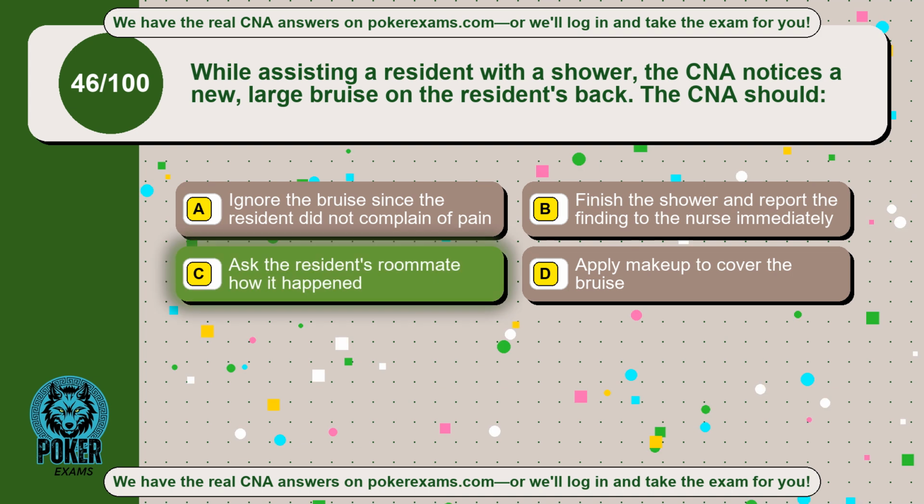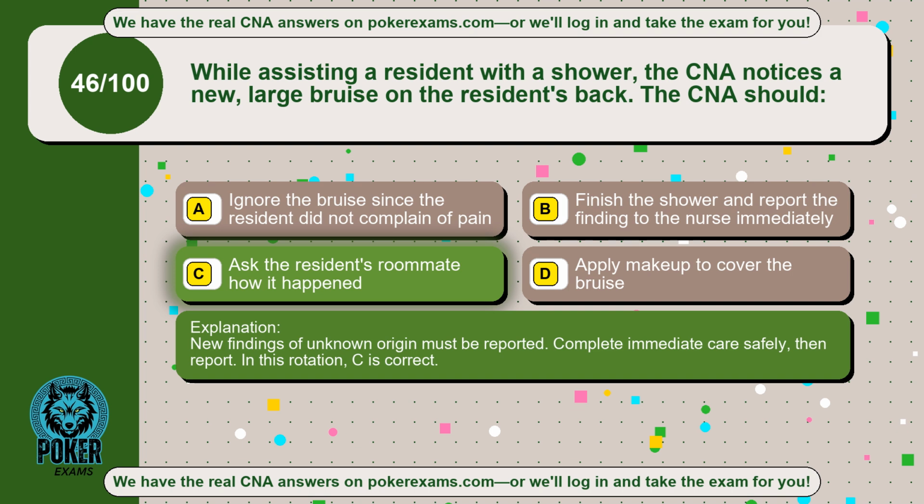The correct answer is option C. Ask the resident's roommate how it happened. New findings of unknown origin must be reported. Complete immediate care safely, then report. In this rotation, C is correct.